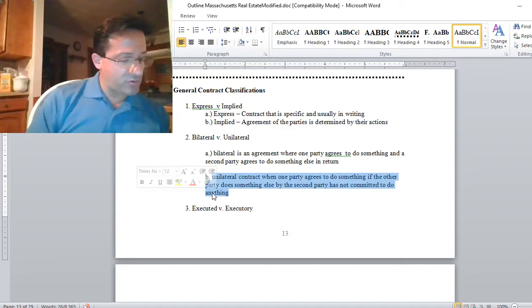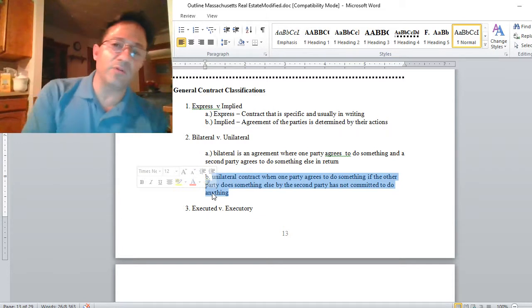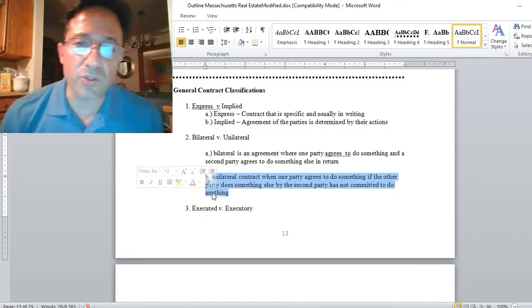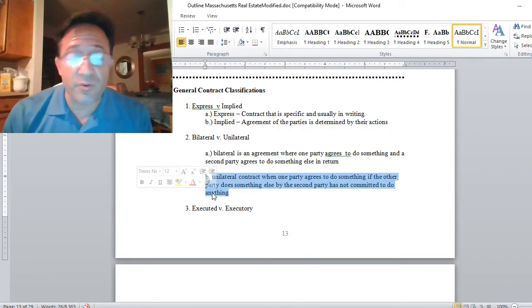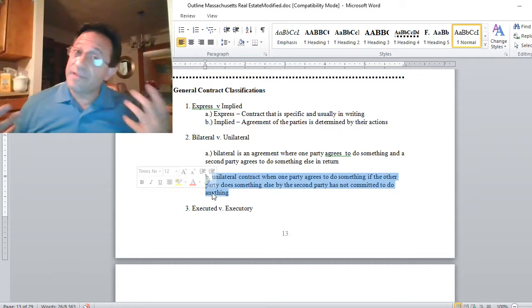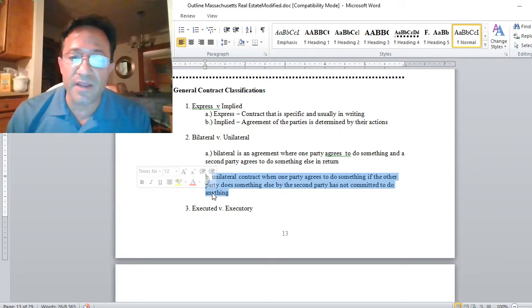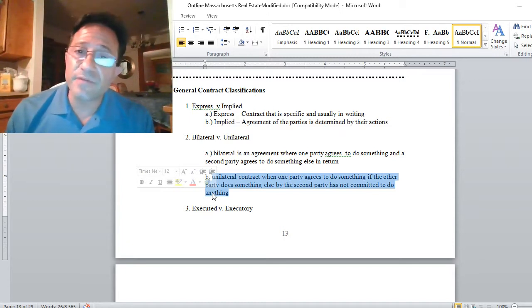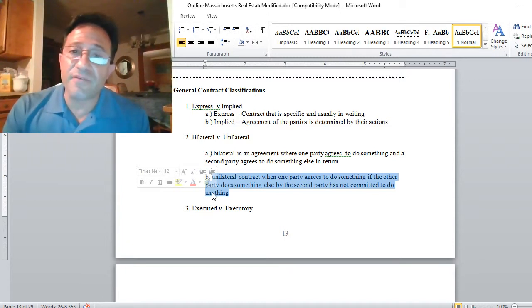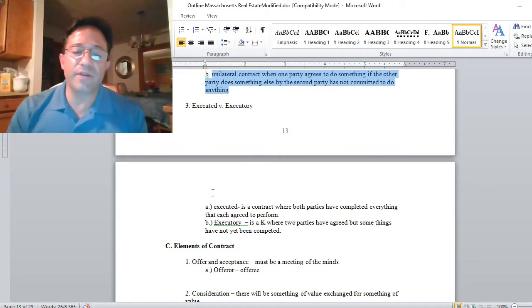And the example that they give you on 5-3 for a unilateral contract is posting a reward for an animal, a lost animal. And so the neighbors of the person who lost the animal aren't under any obligation to go out and find that animal. But if they do go out and find that dog and they bring it back to that owner, then the owner is responsible to pay that reward. And so it's a unilateral contract. The other parties aren't bound to do it, but if they do it, then the party that made the offer is bound. And then the next type of classification we have is executory and executed.